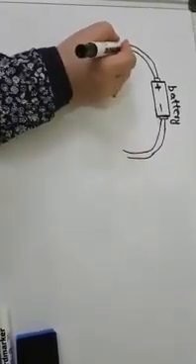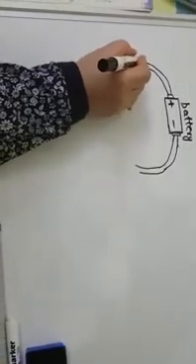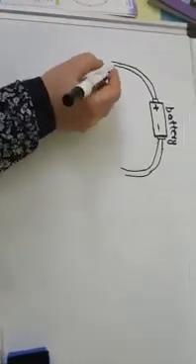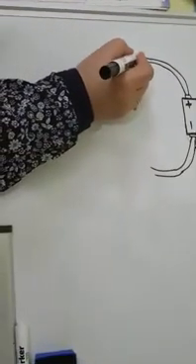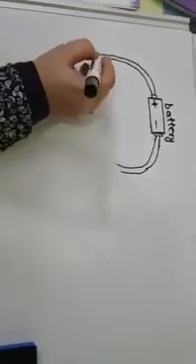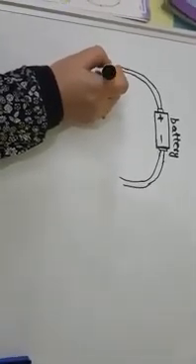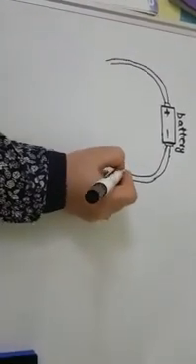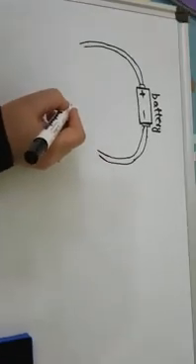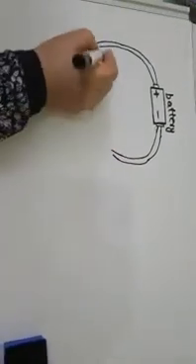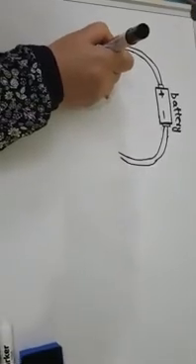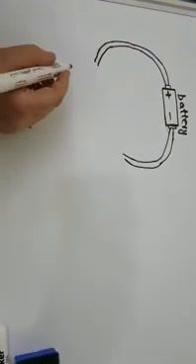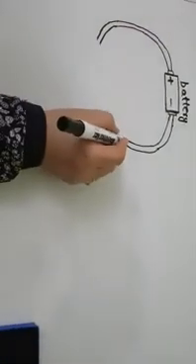Okay, the circuit is a loop. We know that the circuit is a loop, and the current travels around the circuit continuously until we break the circuit. So here we are showing that current flows from the battery around the circuit and back to the battery.